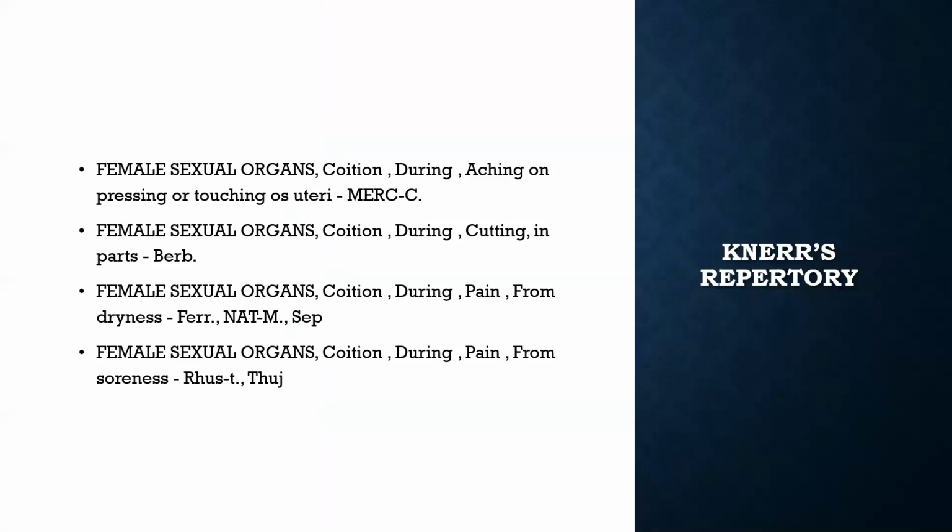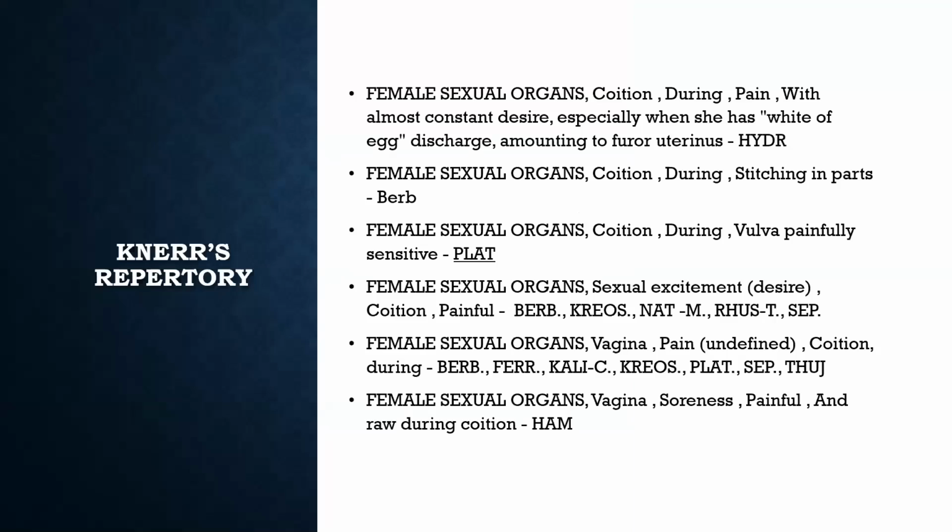Nurse repertory again has the same things which we saw in Kent's repertory, but here: coercion during aching on pressing or touching of uterus, then coercion during cutting pains, coercion during pain from dryness of vagina, then coercion during pain from soreness. So these are the rubrics which are given in Nurse repertory.